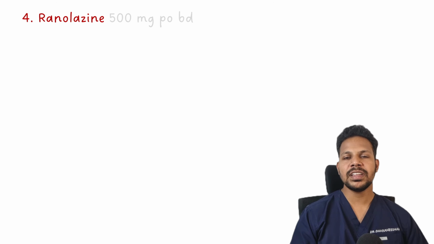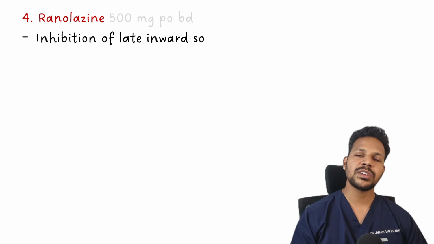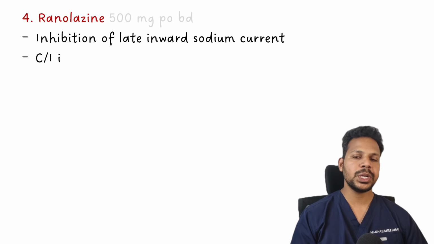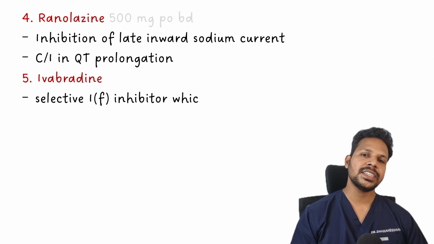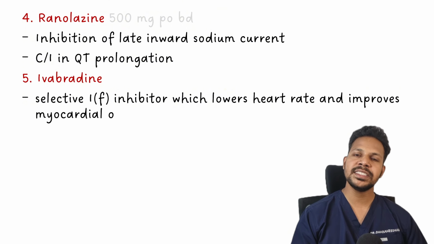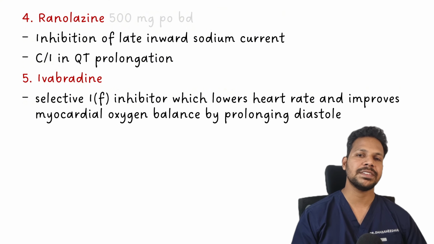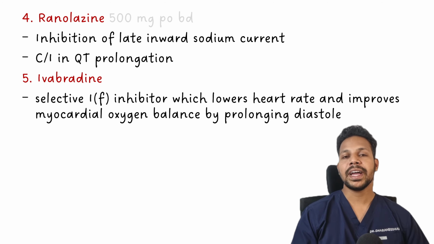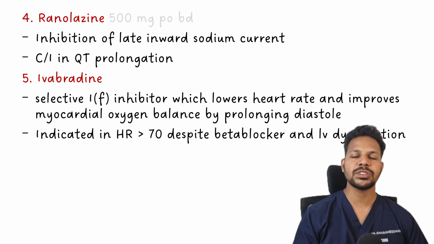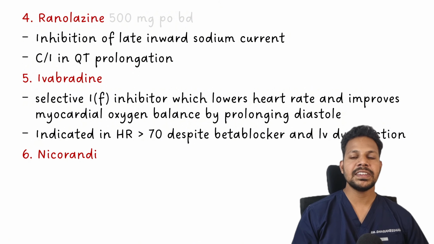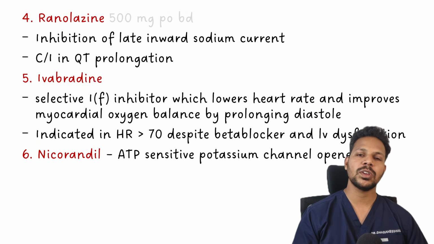Now we have ranolazine. Ranolazine is a drug which inhibits the late inward sodium current and that will also relieve angina. This is contraindicated in QT prolongation. Then you have a funny current sodium channel inhibitor, which is ivabradine. Funny current inhibitor lowers the heart rate. This is primarily responsible for reducing the pacemaker activity and improves the myocardial oxygen balance by prolonging the diastole. And ivabradine is usually indicated when the heart rate is more than 70, despite using the maximal tolerable dose of beta blocker, and if the patient is already having LV dysfunction. The other drug is nicorandil, which is an ATP sensitive potassium channel opener, and this can also be used to prevent angina.